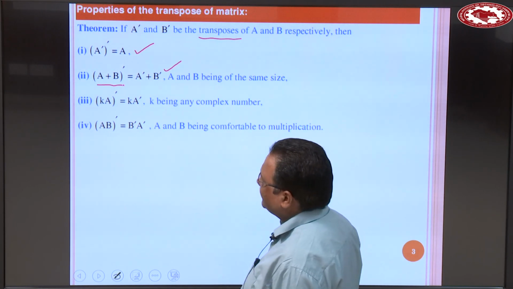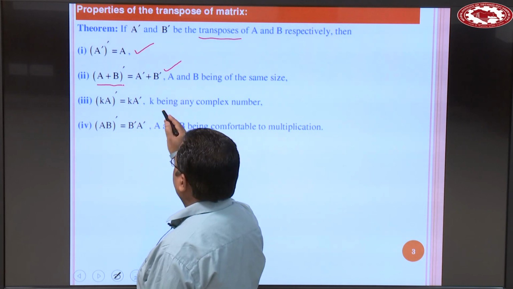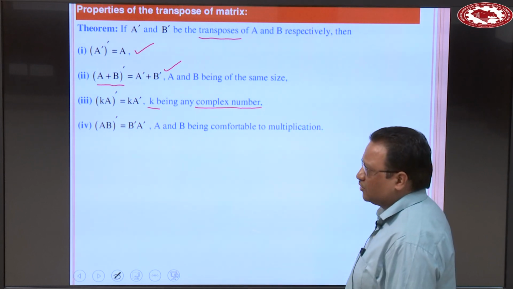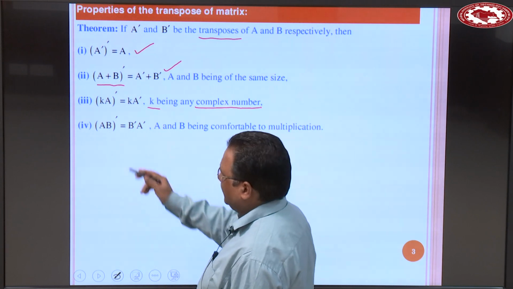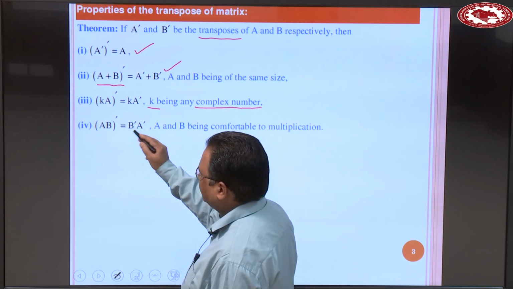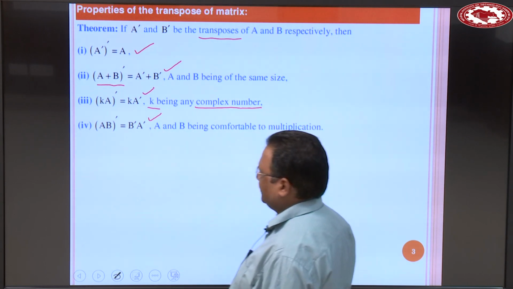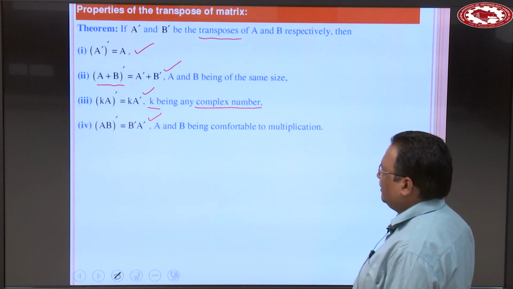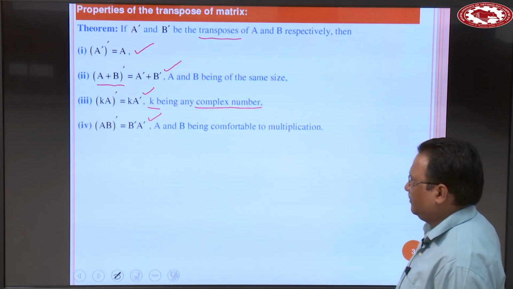Third property: (K A) dash is equal to K A dash, where K is any complex number. And the fourth property is (A B) dash is equal to B dash A dash, where A and B are conformable for multiplication.